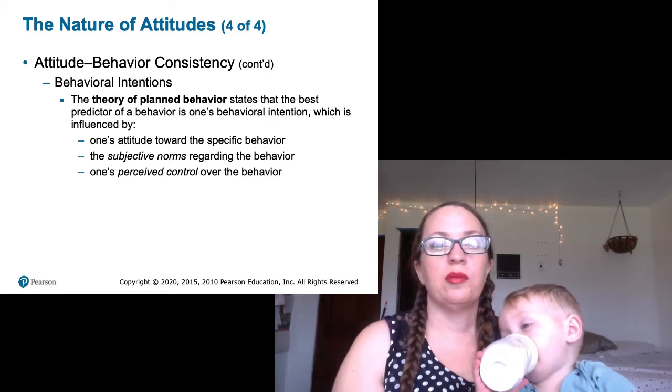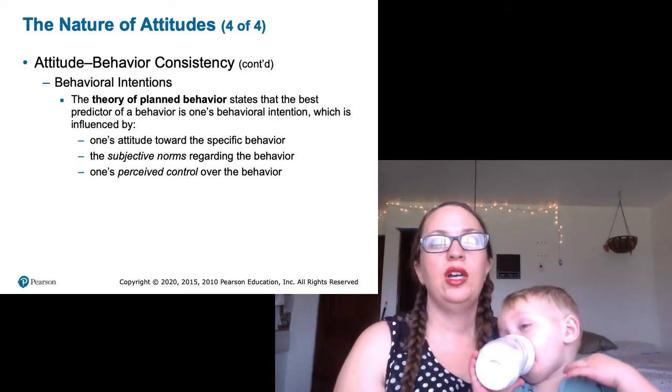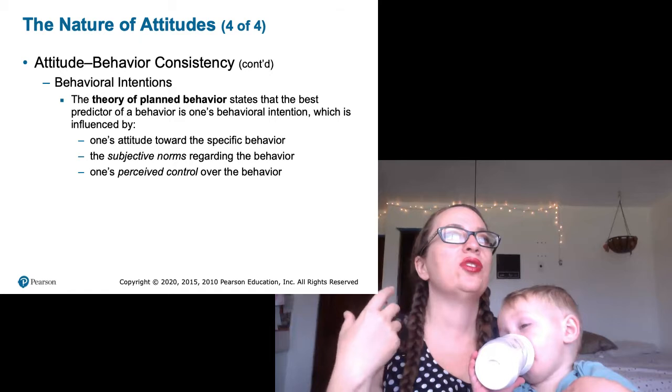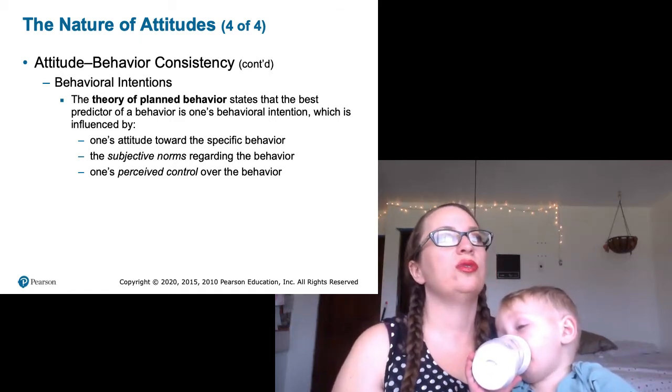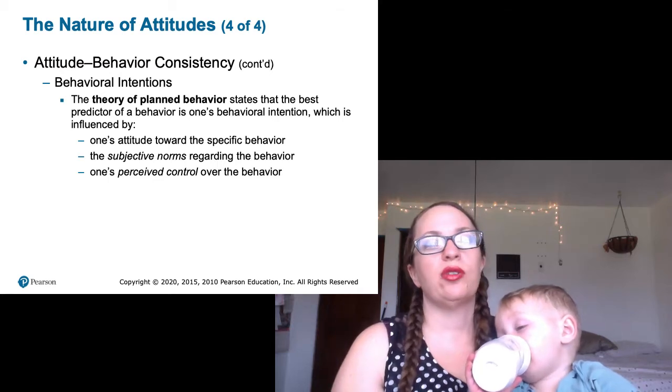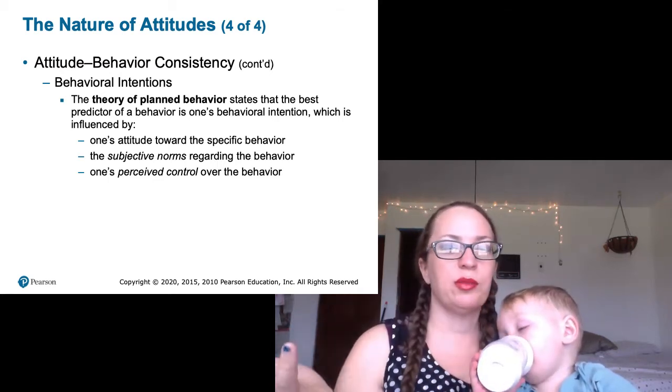Okay, so those are attitudes, and attitudes are in everything, from whether you're going to buy a car to your beliefs about religions or races, or anything.